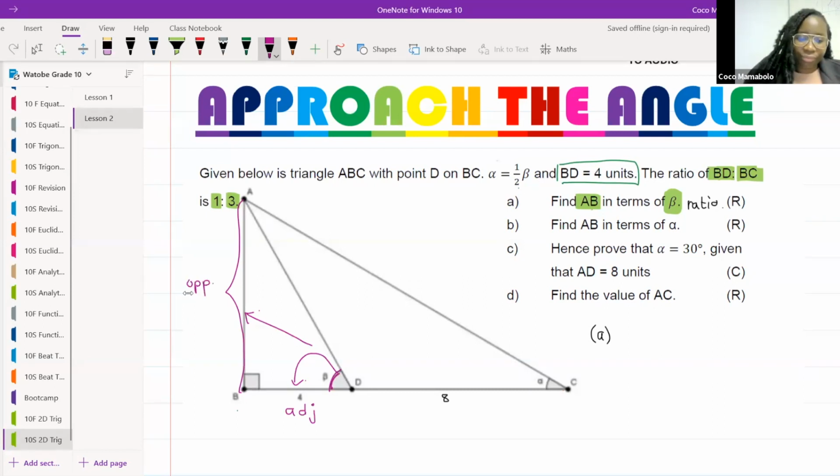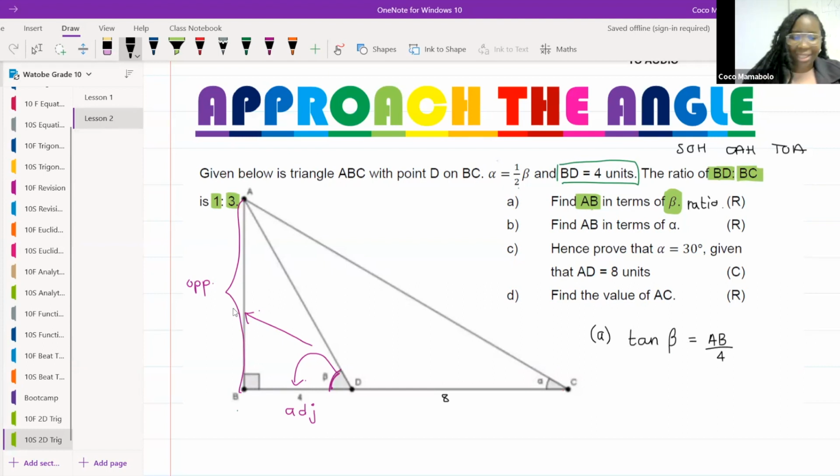Okay, now we know what we have. We know what we want. Which ratio are we going to use? Which ratio are we going to use, guys? Beautiful. Excellent. We're going to use tan because we've got opposite and adjacent. Opposite and adjacent is tan. Good. So I can then say tan of beta is equal to opposite, which is AB, over adjacent, which is equal to 4.